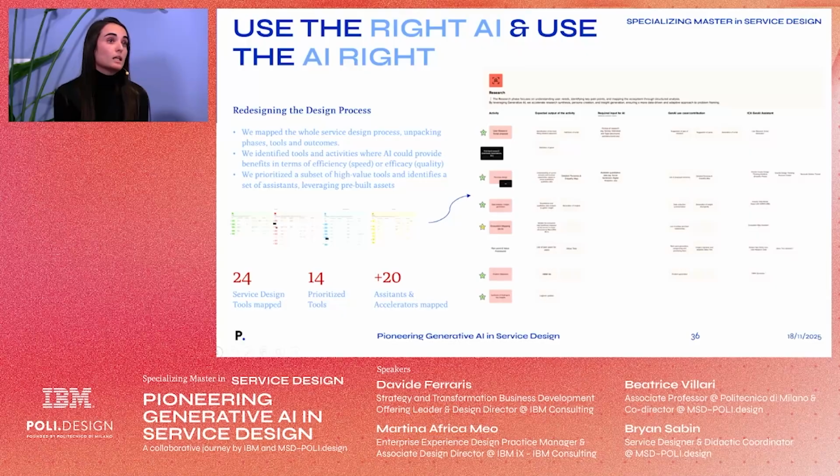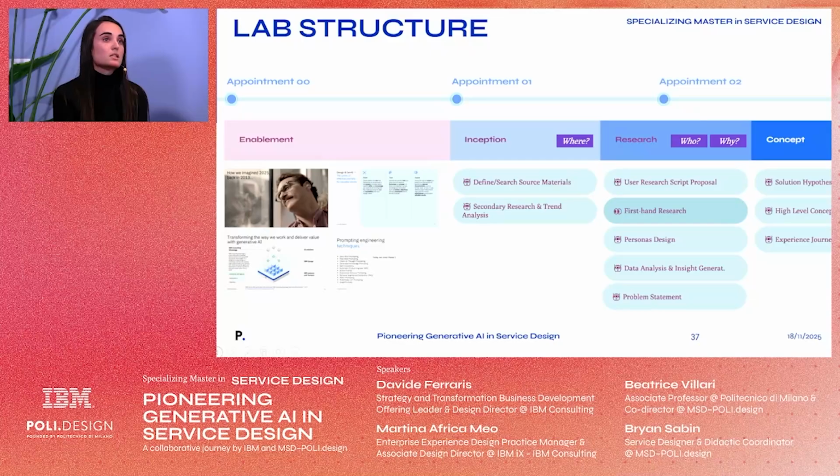In total, we mapped over 24 service design practices. We selected 14 of them, and we also generated 20 GenAI assistants and accelerators ready to be used by the students. So building on this foundation, we split the lab into 4 key sessions.